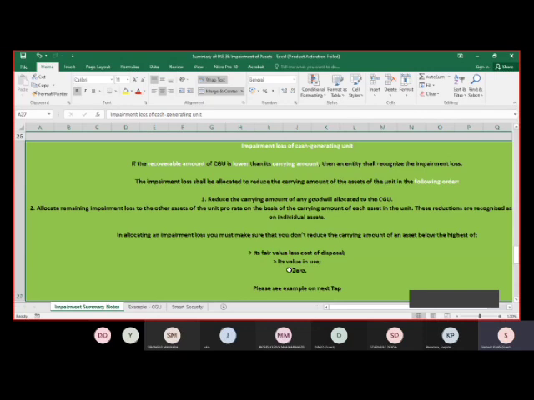Make sure that when you impair those assets, you keep track of their fair value less cost to sell, and then you keep track of their value in use. When you allocate that impairment, make sure that you don't reduce the carrying amount of that asset below the highest of these two. If it goes below the highest of the two, then you must limit it. Then the remainder, you allocate to the other assets.